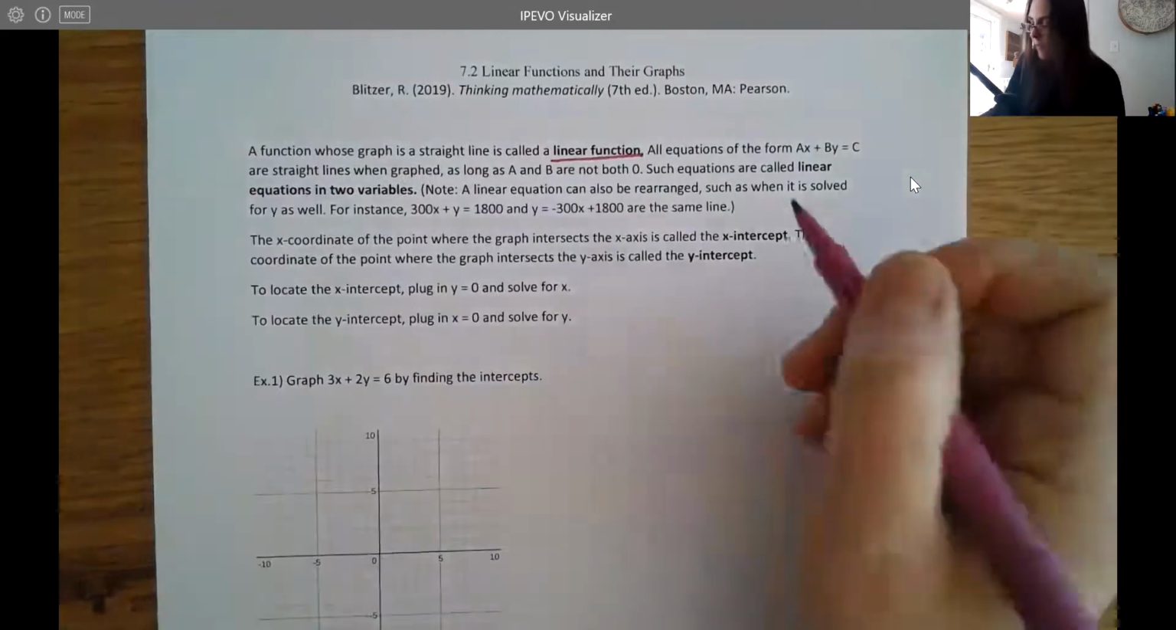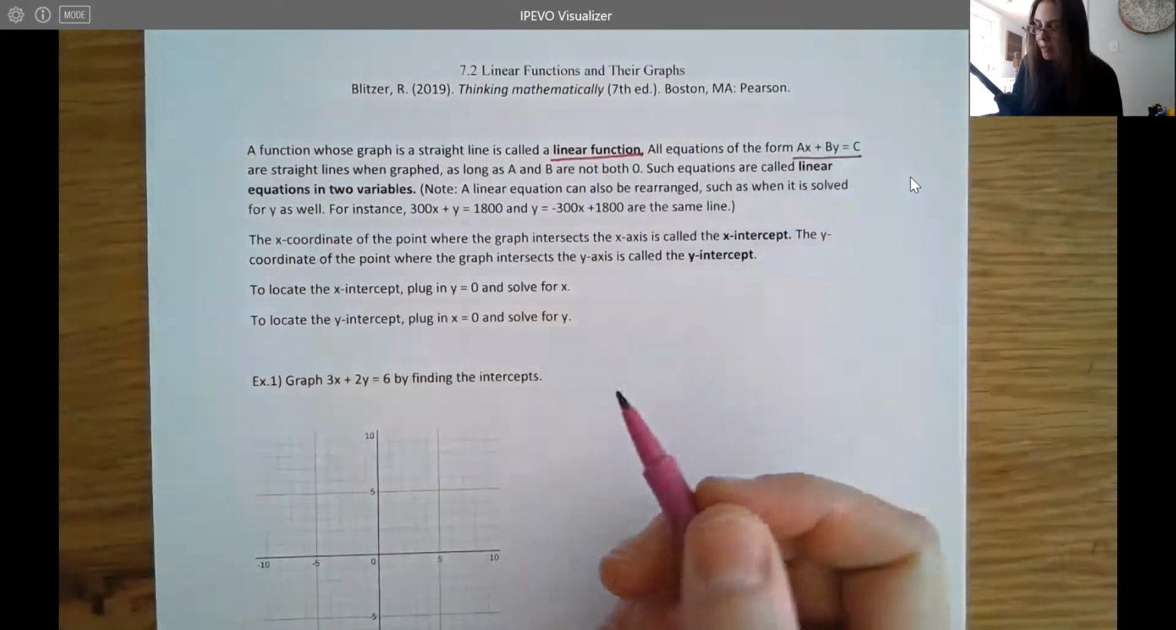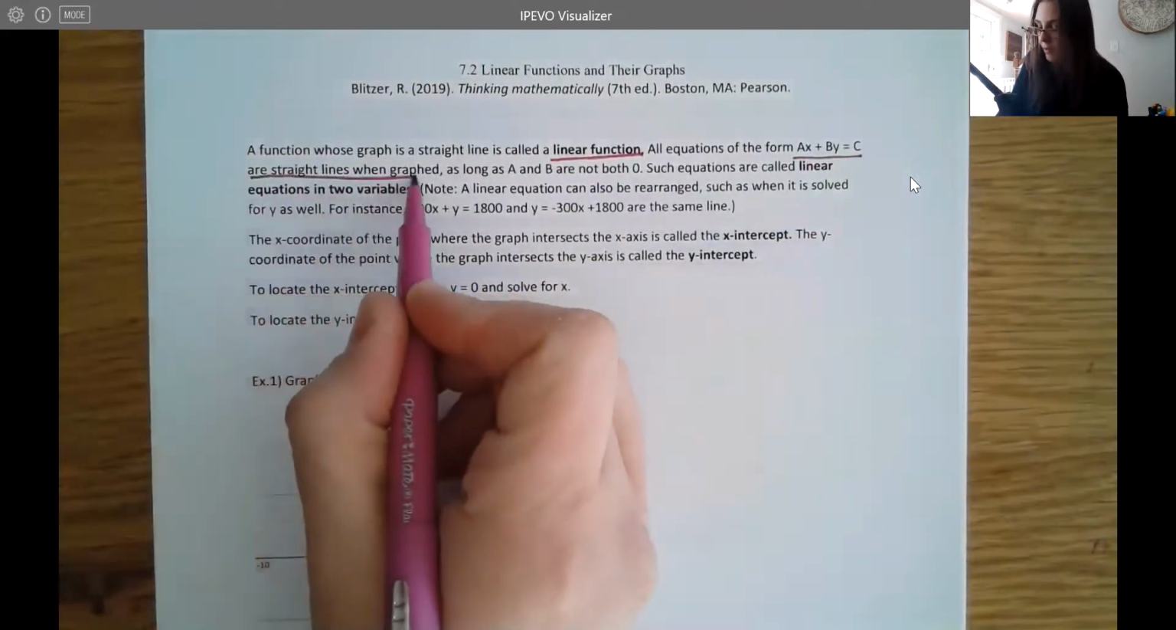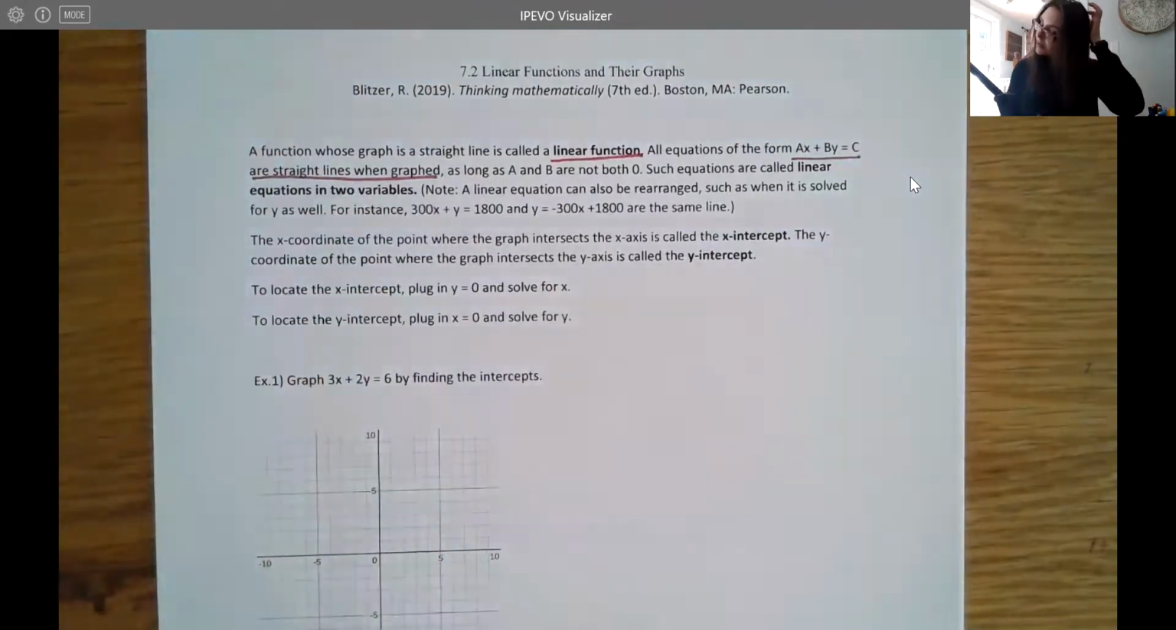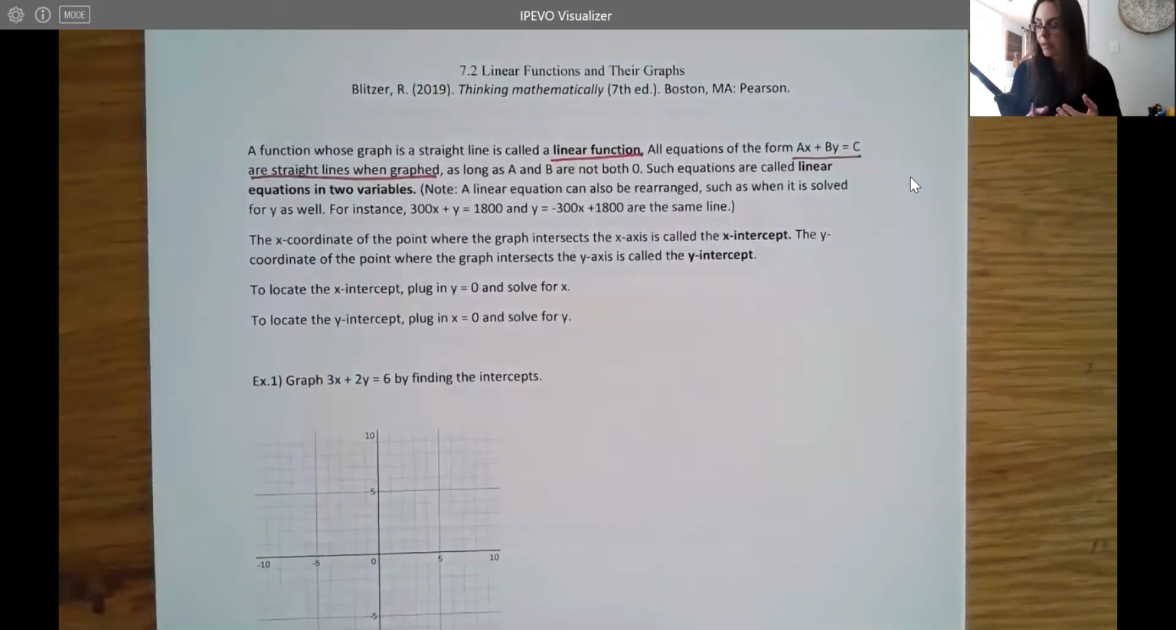And all equations of the form ax plus by equals c are straight lines when graphed, as long as a and b are not both 0. So it just means that you have to have one of the variables there. Such equations are called linear equations in two variables.